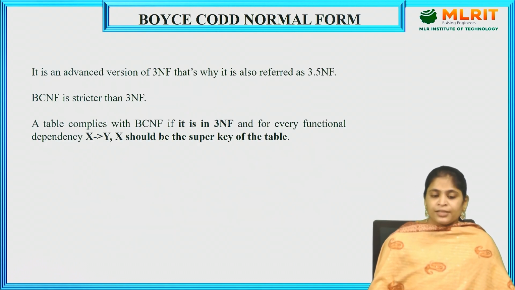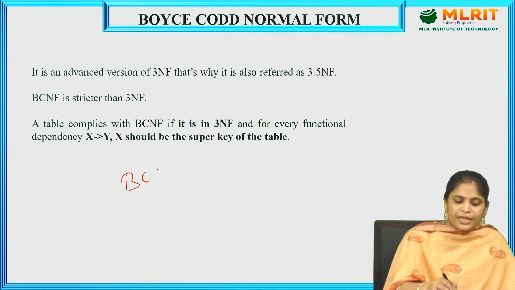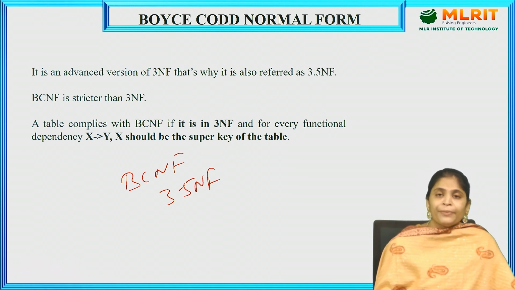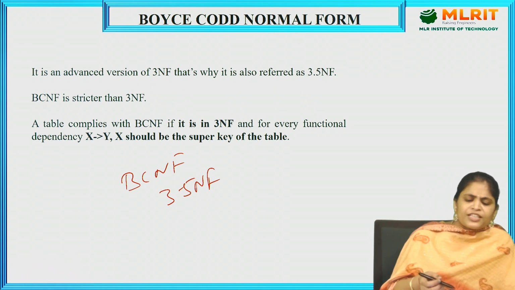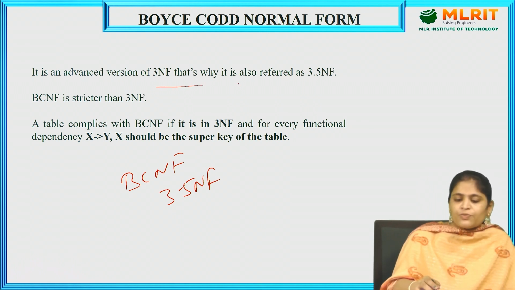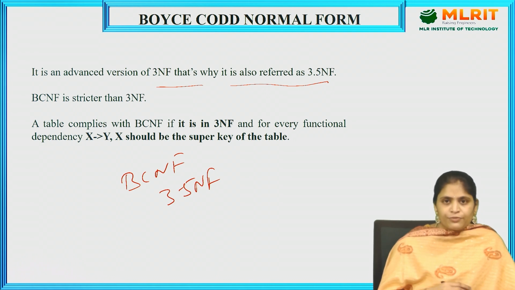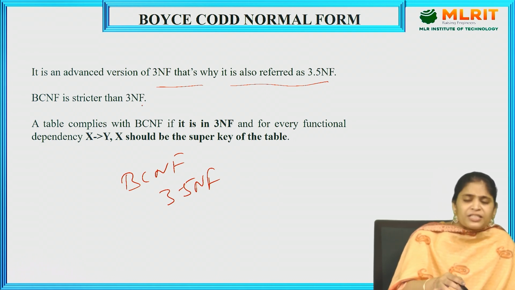Next, the Boyce-Codd normal form, shortly BCNF, which is also called 3.5NF. Till now we have discussed the third normal form. Now we are discussing 3.5NF, also called Boyce-Codd normal form. It is the advanced version of 3NF, which is why it is also referred to as 3.5NF. It is much stricter than 3NF.